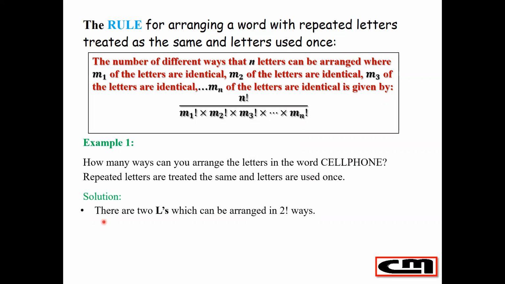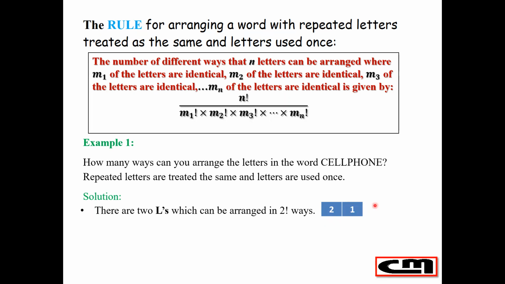To start with, let us look at the 2 L's, which can be arranged in 2 factorial ways. The 2 L's, when we arrange them, it's like we are considering them as different, so we have 2 different letters. And how does that go? Here are the 2 positions that they are supposed to fill. The first position, any of the 2 L's can occupy. This is why there is 2. Then once this position is filled, the remaining L will occupy here.